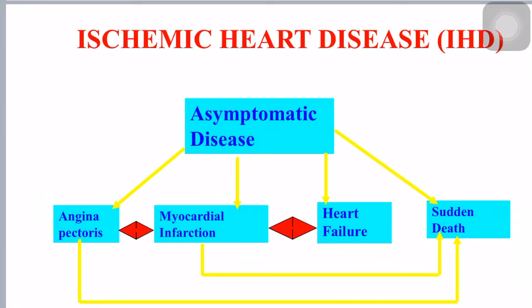And ischemic heart diseases can present as variable syndromes. So these are the spectrum of ischemic heart disease. They can either present as asymptomatic disease, or they can result in angina pectoris or myocardial infarction or heart failure, and sometimes can result in sudden death too.